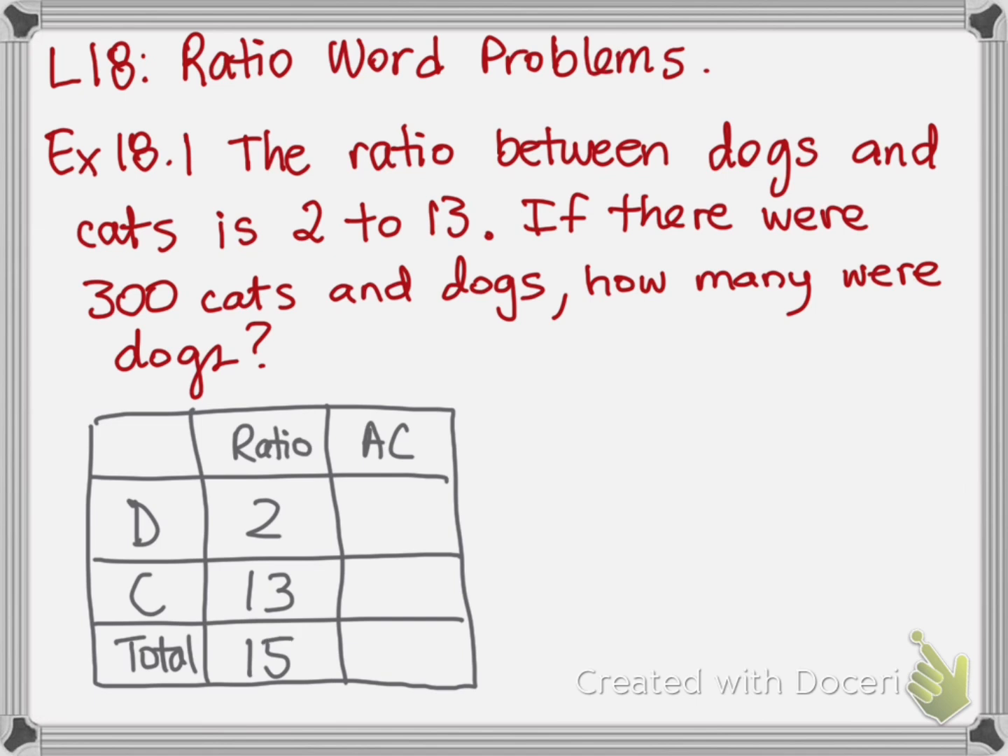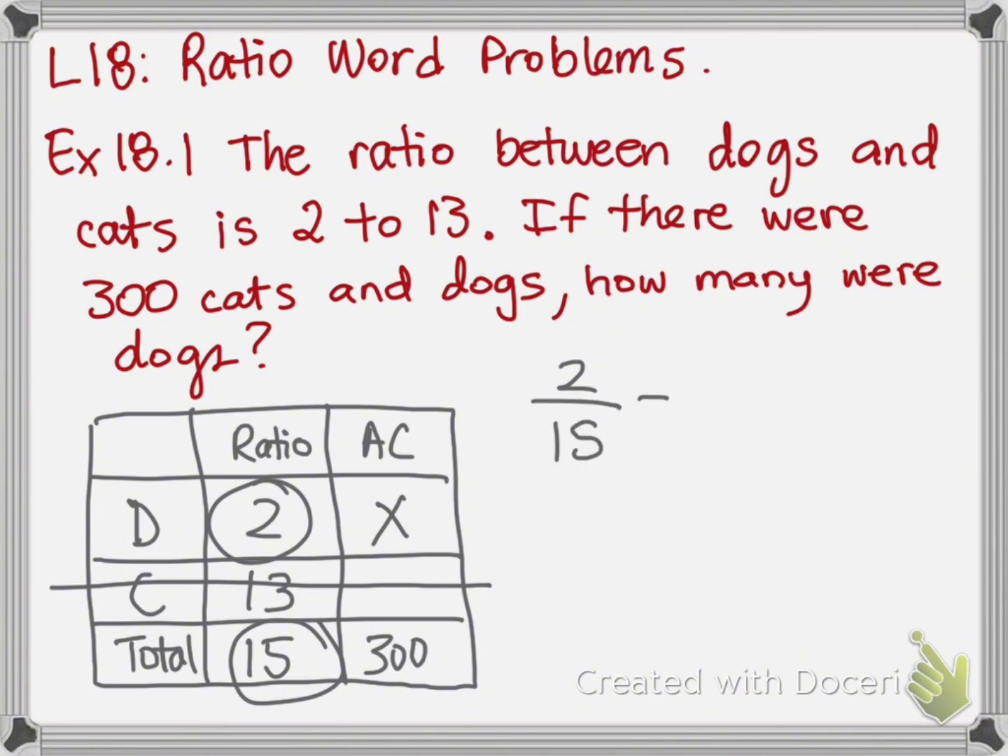And then it says that there were 300 dogs and cats. That's total. So we put 300 there. And then we put the X where the question is. And in this case it is how many dogs. So we put the X there. Now notice that in this case, the 13, we're not going to use it anymore. We just use it for the 15. And so we now do a proportion. And we're going to just put the 2 over the 15 equals the X over the 300.